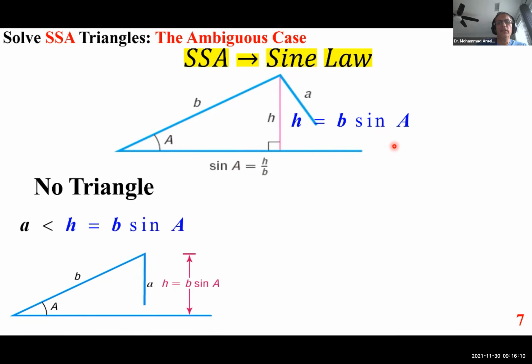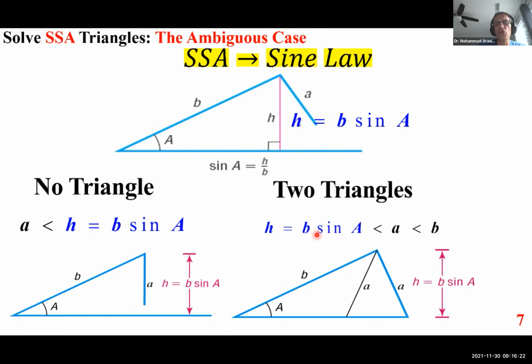So if a happens to be smaller than h, which has a value of b sine A, when that happens, there is no way to come up with any triangle. If h, or b sine A, is less than a and a is less than b at the same time, in this format, then we can have two triangles. And so that's why it's called the ambiguous case, and you have to work it out to figure it out. It's really not that big of a deal.